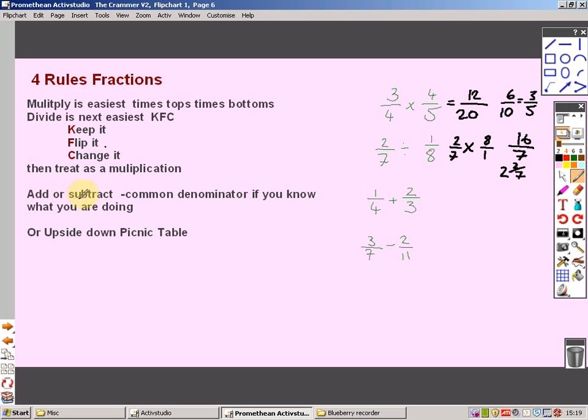Okay, coming over to add or subtract. They're more difficult when it comes to fractions. If you know what you're doing with a common denominator, stick with your method for that.